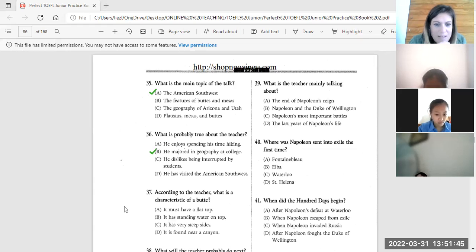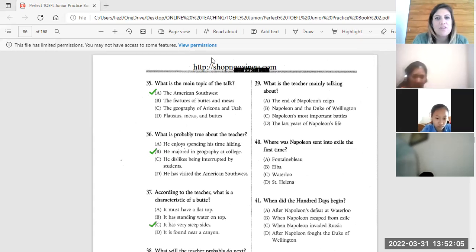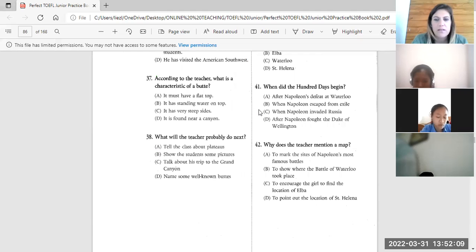Okay, it must have a flat top. It has standing water on top. It has very steep sides. It is found near a canyon. Nee, what do you think? Number 37. I think it's C. It has very steep sides. Yes, because not all the tops are flat. He said majority. Most of them are flat.